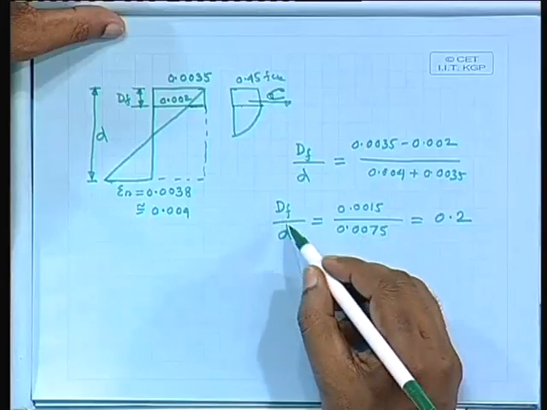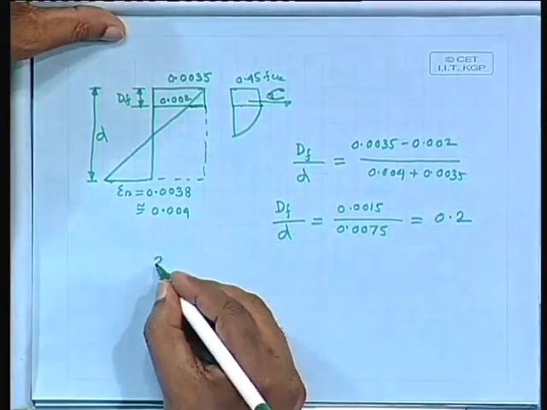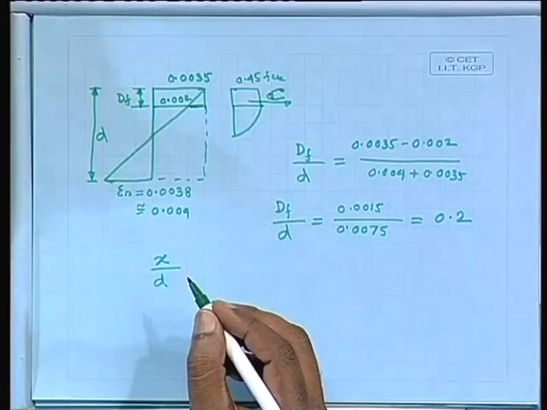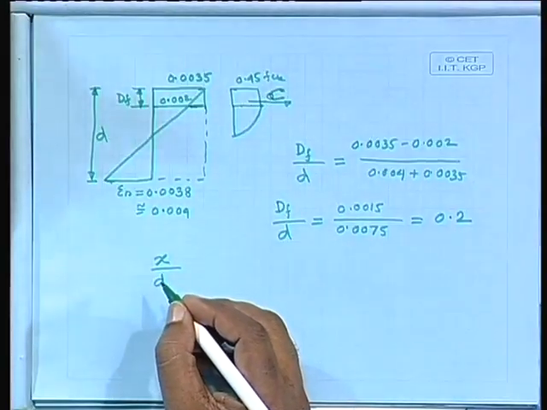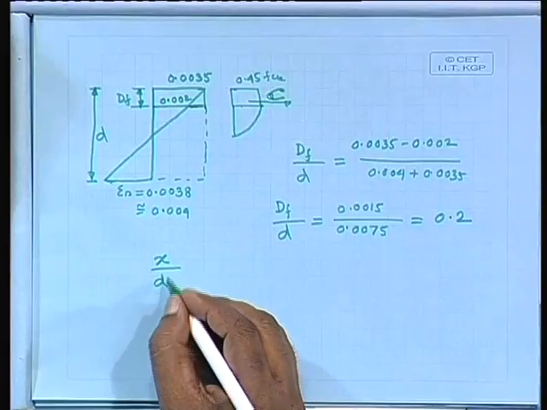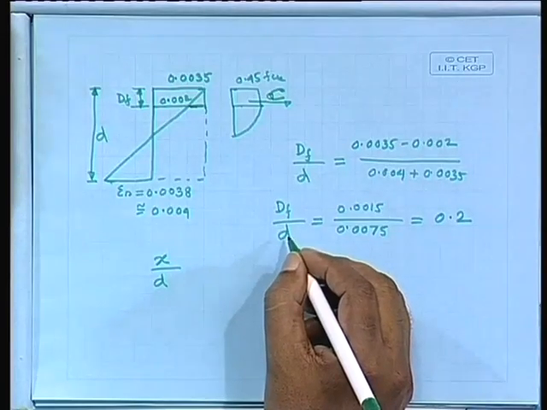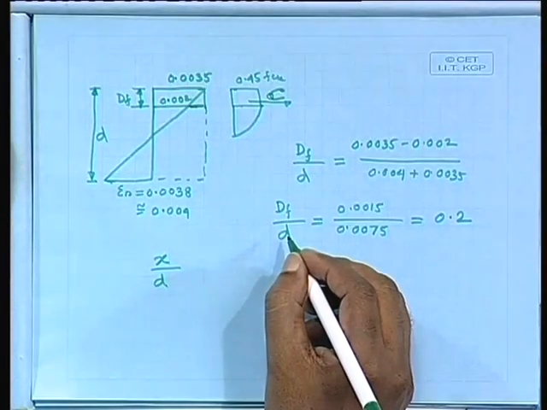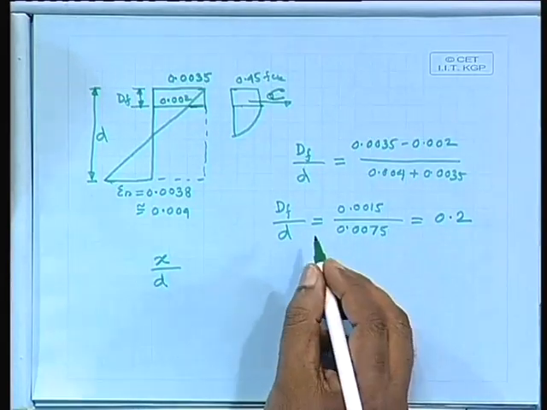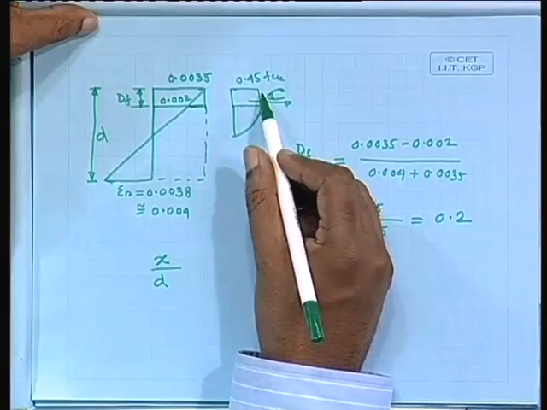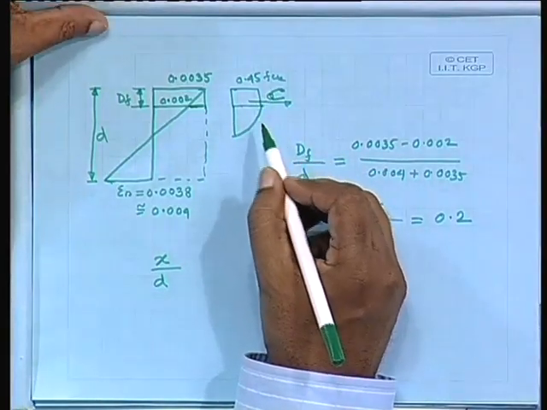That means, if we can get xu by d, we can get x by d. X by d is the one related to the neutral axis: the neutral axis from the top fiber divided by the effective depth, that we calculate. So, x by d we can calculate either from the moment or from the section. If x by d is less than dF by d, then we can say that it is within the flange. It is also possible that x by d is greater than dF by d, but we have to check whether we are getting uniformly stressed or not.